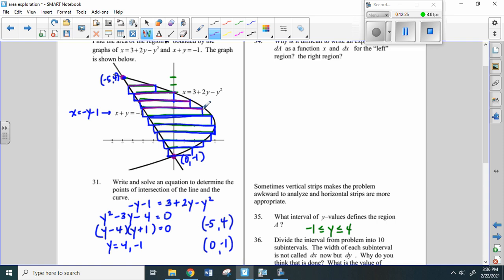Yes, because I'm touching the same two curves every single time. All right, but instead of top minus bottom, it's going to be right minus left when we start doing it. Okay, it's going to be right minus left.